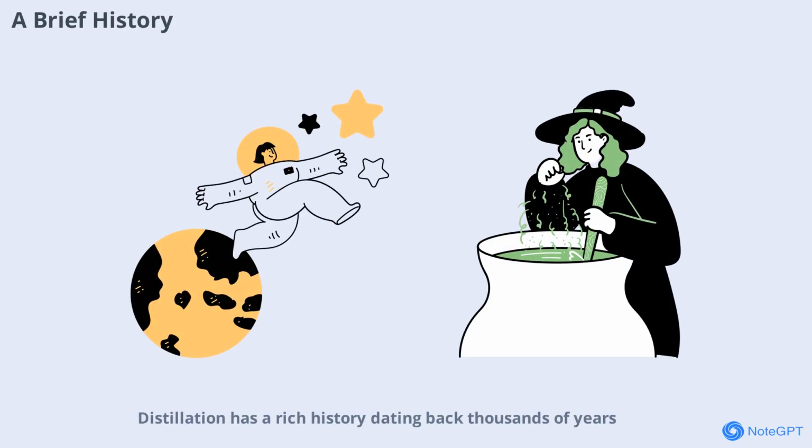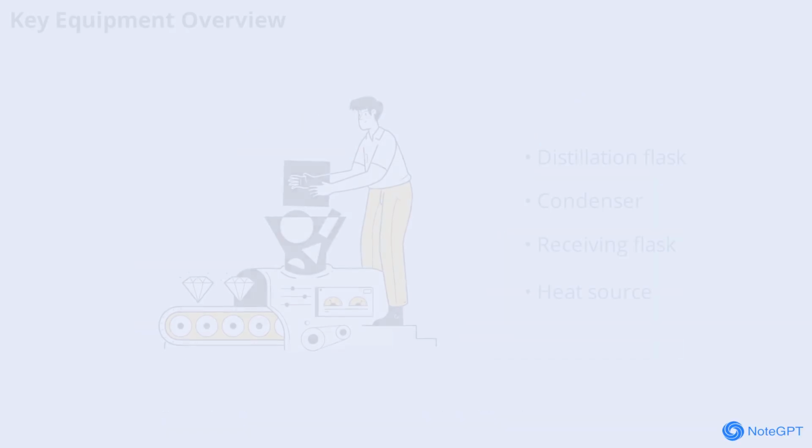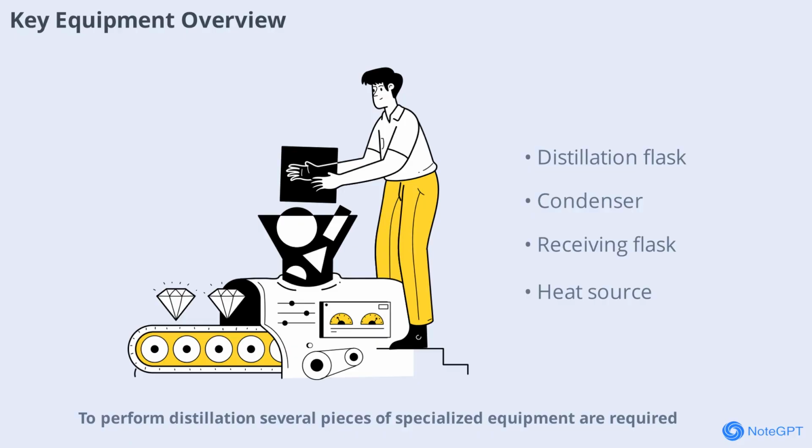Distillation has a rich history dating back thousands of years. Ancient civilizations such as the Egyptians and Greeks used early forms of distillation to create perfumes and medicinal extracts. Over time, the process evolved, with alchemists in the Middle Ages refining the technique to produce spirits and essential oils. Today, distillation is a highly controlled and precise method, but its roots remind us of humanity's long-standing quest to separate and purify substances.